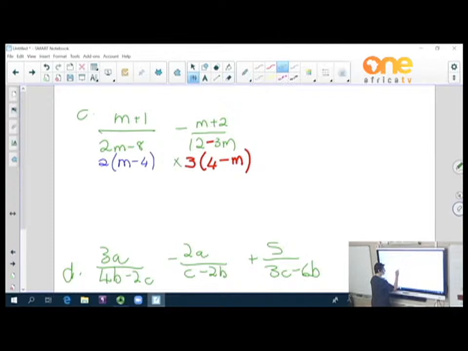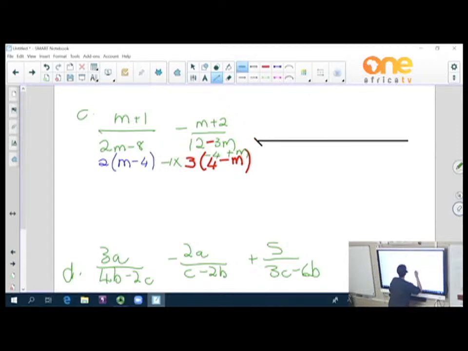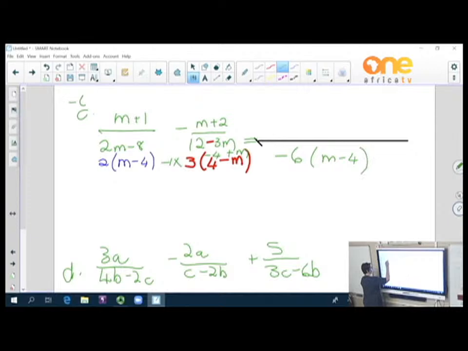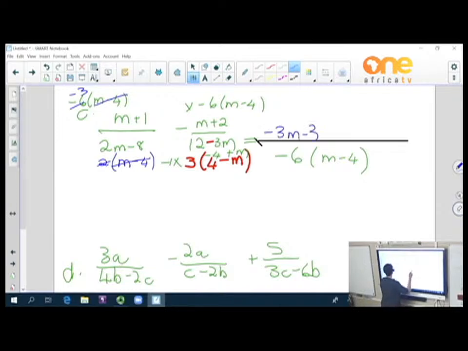I'm going to multiply it with negative 1, and then I change my signs here. So my LCM now is, I need a negative 6, and then m minus 4. So we multiply here with negative 6 m minus 4. You multiply here with negative 6 m minus 4, and we cancel. So 2 divides into that one. Negative 3 times this 2 is cancelling out, and it is then negative 3m minus 3.